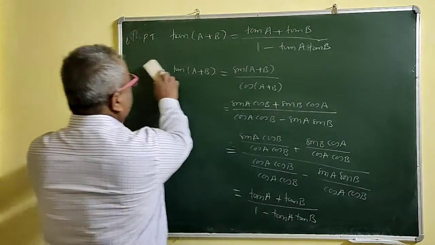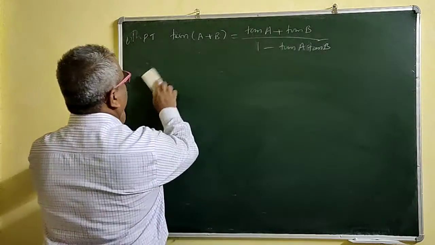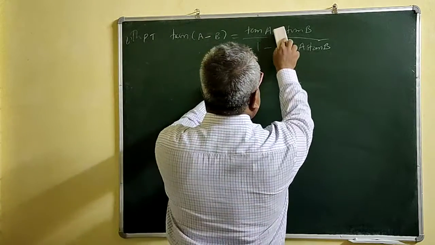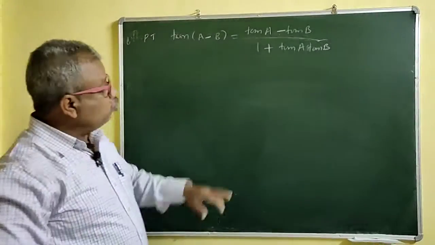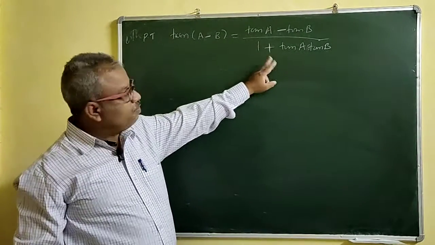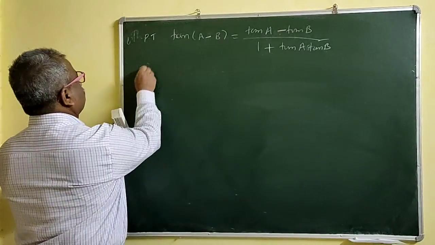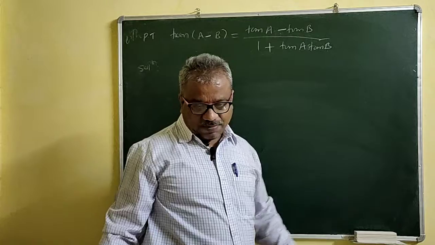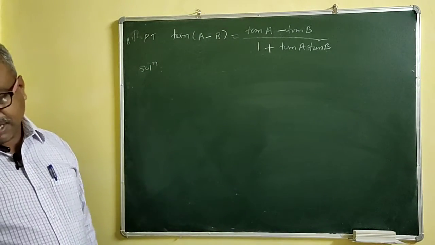Now we'll take one more problem and then we'll stop now. Prove that tan of (A minus B) is equal to, now see here, alternate: numerator will be minus and denominator will be plus now, right? Okay. So, solution. So you have the formula for tan(A plus B) and we want to derive the formula for tan(A minus B), right?